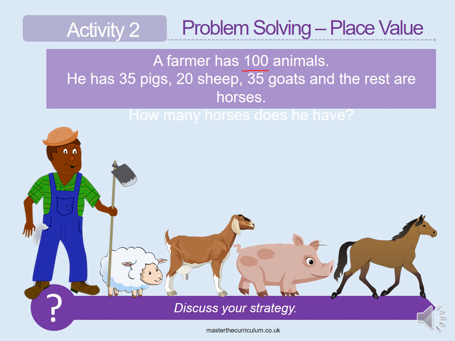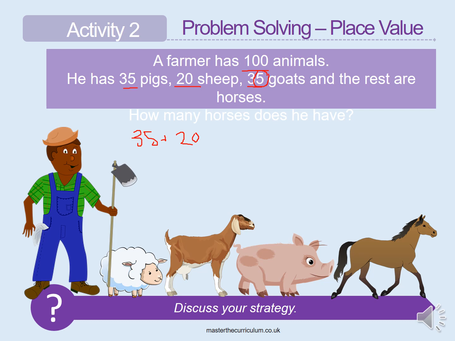A farmer has 100 animals. He has 35 pigs, 20 sheep, 35 goats, and the rest are horses. How many horses does he have? So let's use our place value. We need to find, using our place value, the total of 35, 20, and 35. So 35, add 20. Using our place value, you can use a 100 square if you've got one handy, would be 55. Then I'm going to add the 5 on for the goats, which would give me 60. And then I still need to add 30.